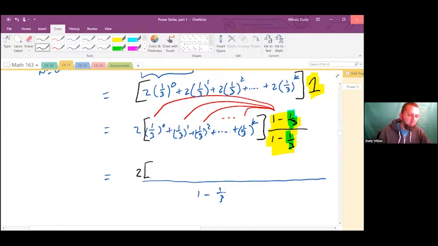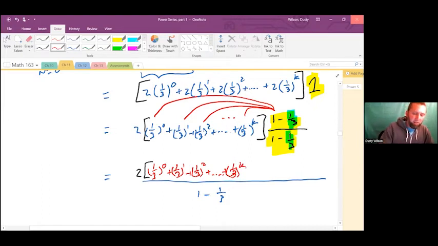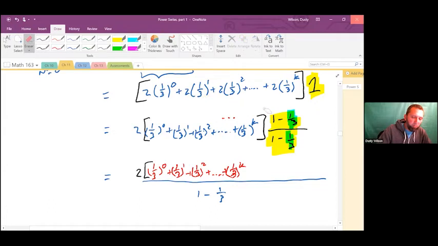Okay, so when I multiply by the red, I'm going to get the same thing I started with. So I've got 1/3 to the 0th power plus 1/3 to the first power plus 1/3 to the second power plus dot dot dot plus 1/3 to the kth power. Then I need to distribute the 1/3 to each term in the sum.